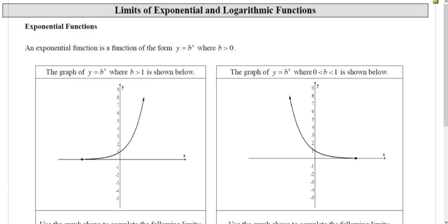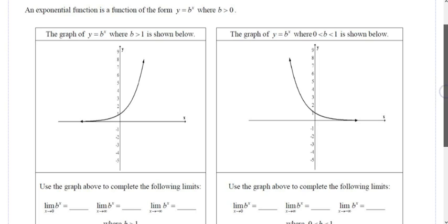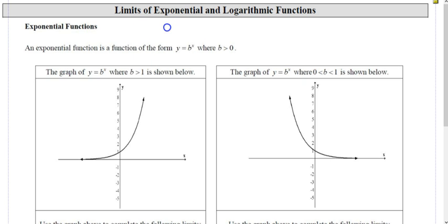All right, so limits of exponential and logarithmic functions. You will recall, either from last semester or long ago, an exponential function is of the form y equals b to the x, where b is greater than 0. And we have these two graphs. So b to the x, where b is greater than 1, looks like so. And the graph of y equals b to the x, where b is between 0 and 1, looks like that.